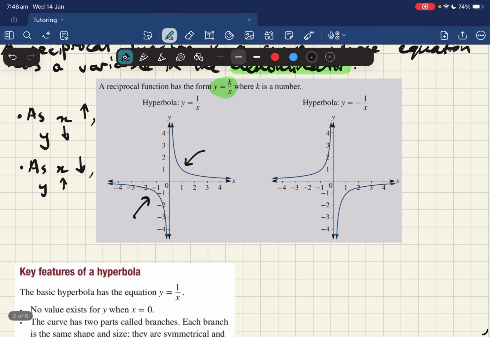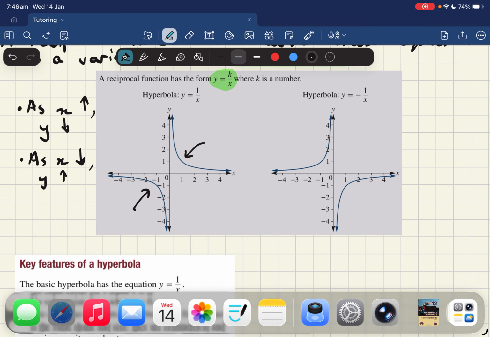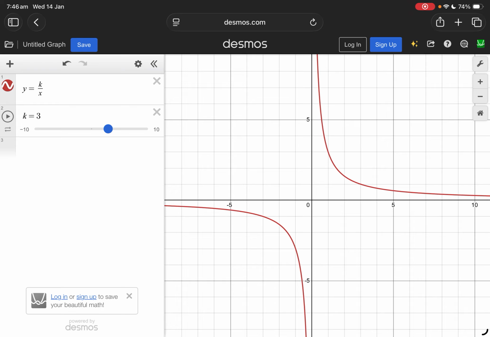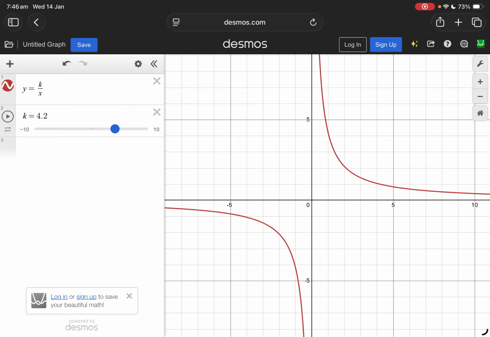Well, these are the main features of the graph. Let's just explore a little bit on Desmos like we've done for some of our other functions, just to see the effect of changing this k value. Now, this is the basic hyperbola y equals 1 over x, because my k value is 1. Now, as this increases, we'll notice that our branches get further away from our origin.